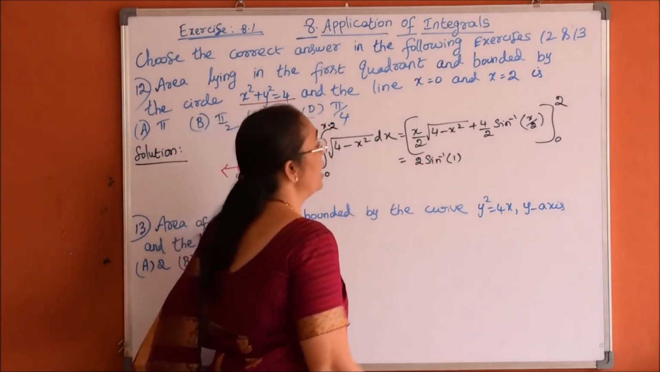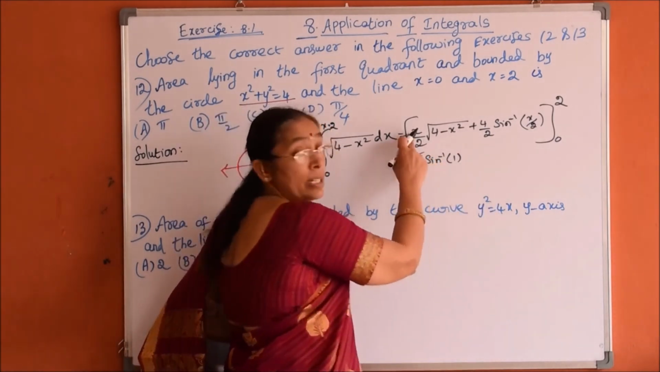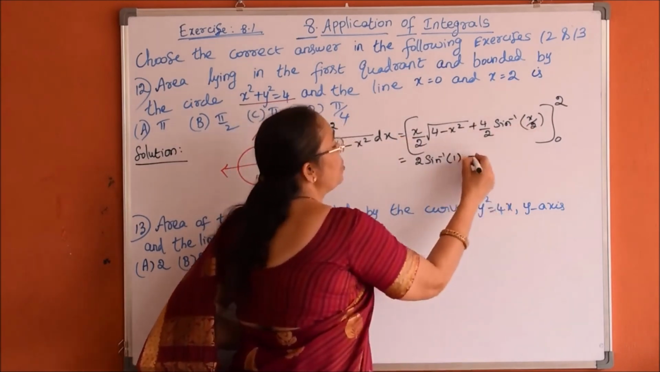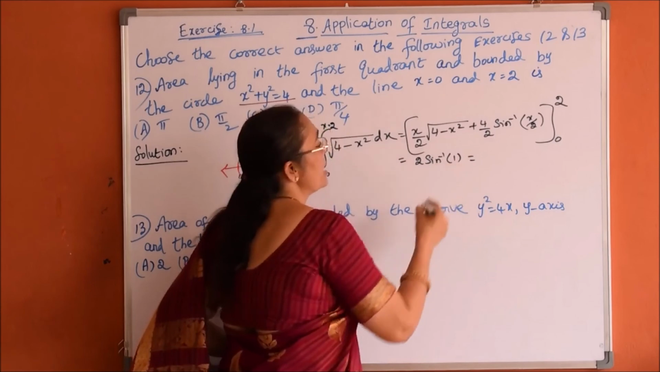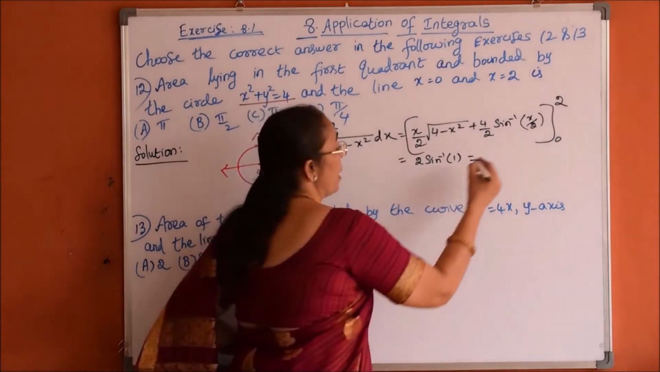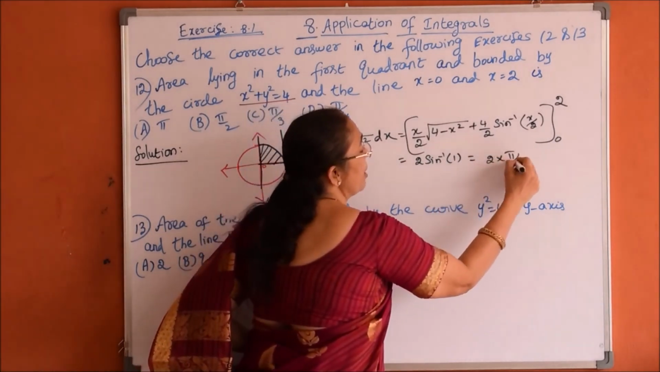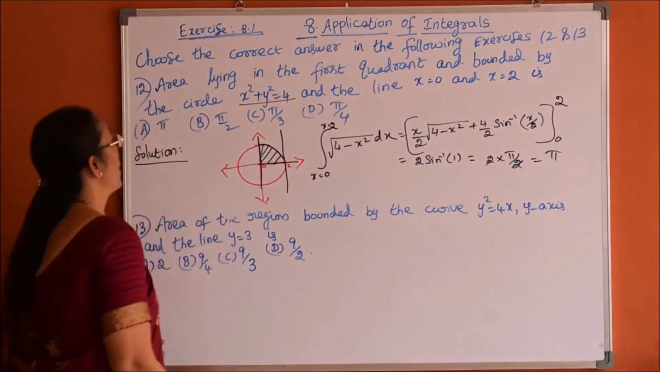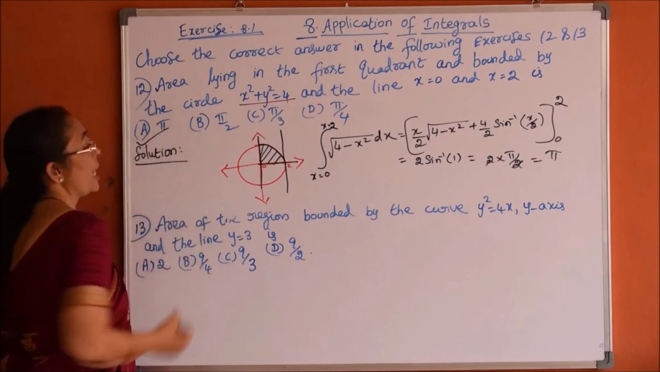Now, let us apply lower limit. When we apply lower limit, this term will become 0, again sine inverse of 0 is 0. So, 2 sine inverse of 1, sine inverse of 1 is nothing but pi by 2, 2 into pi by 2, 2 gets cancelled. So, the area is pi square units, option A.